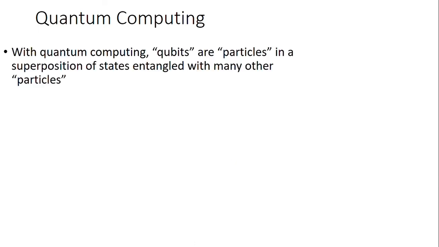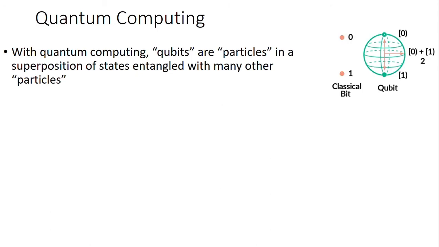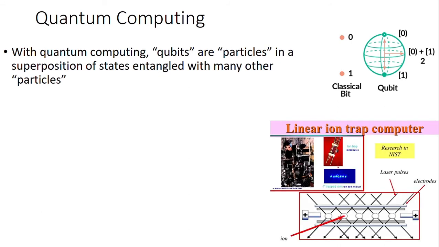So quantum computing is a direct application of entanglement. So with quantum computing, you have a qubit instead of a bit. And these are simply instantly reformable wave packets or particles, and they're in a superposition of states. And then you entangle them with many other particles. So a simple example would be this linear ion trap computer, where you have a bunch of atoms that are ions that are sitting next to each other for a while and trapped in place. And because they're sitting next to each other, they become entangled.